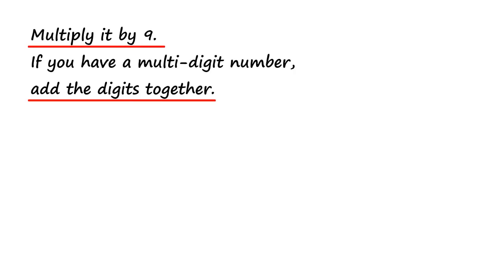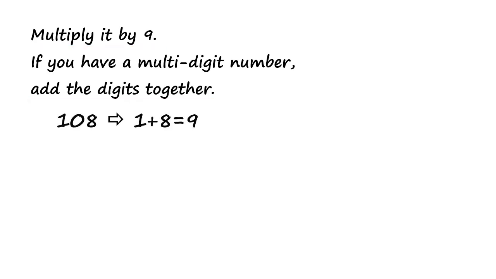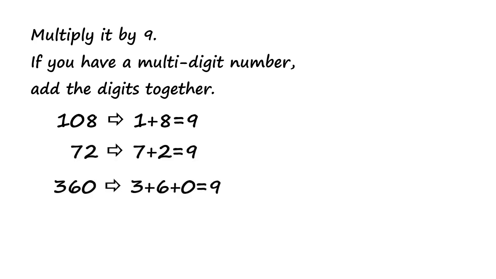But let's go back to the beginning. This is the only great secret of 9. If the sum of the digits equals to 9 or 18, which is 1 plus 8, that is 9, then you'll know that the number can be divided by 9.